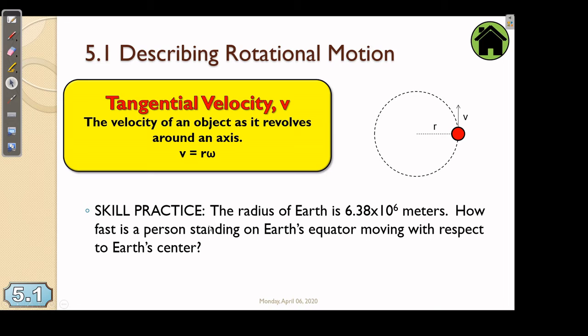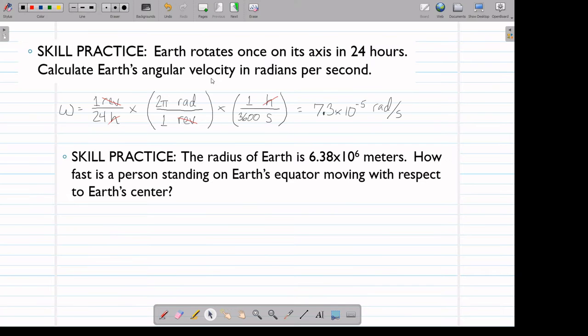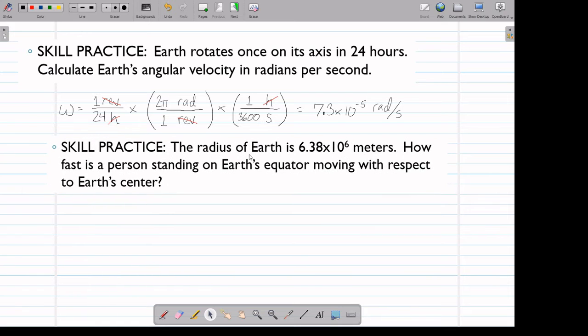So the problem says the radius of Earth is 6.38 times 10 to the 6 meters. How fast is a person standing on Earth's equator moving with respect to Earth's center? So let's copy this problem and add it to our current page. And we will need to use the information that we got in the previous problem to solve this one.